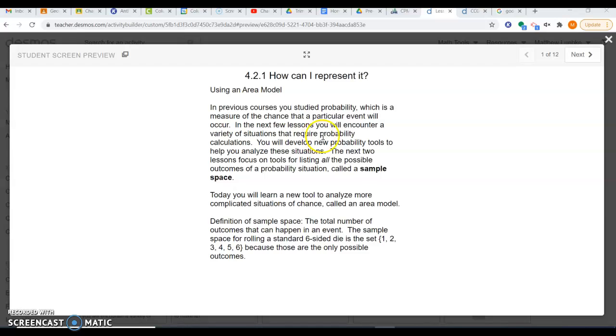We're actually switching gears a little bit here at the end of chapter 4 and at the end of the trimester. We are going to get into probability. All right, and we've all seen probability before. You know, what is the chance that you roll a 3 on a 6-sided dice, that kind of idea. And we're going to start that off today by developing a new model using this area model here.